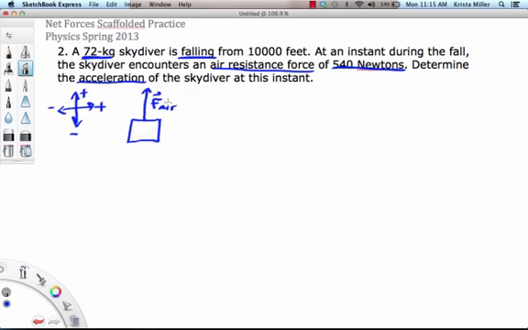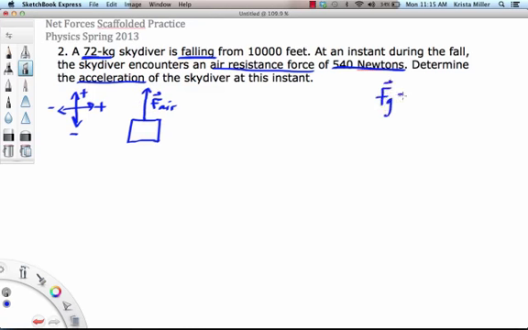So the next question is, what other forces are acting on this skydiver? Hopefully you're saying gravity, and that's right, because gravity is pulling the skydiver down. Now the question is, which is bigger, air resistance or gravity? Or are they the same? So take a minute. Here's something we should be remembering.